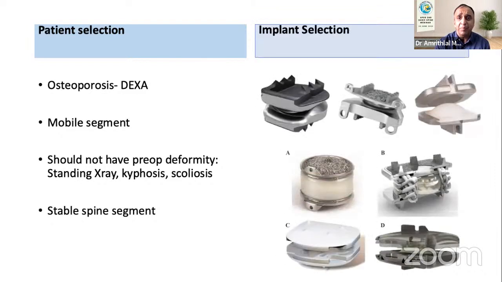How do we select an implant? There are a host of implants, but in the market there are limited implants which are available in India. Basically, an implant will have two end plates. It's got a keel to anchor the implant into the bone, and it has a joint within which can be a metal on metal or a poly.